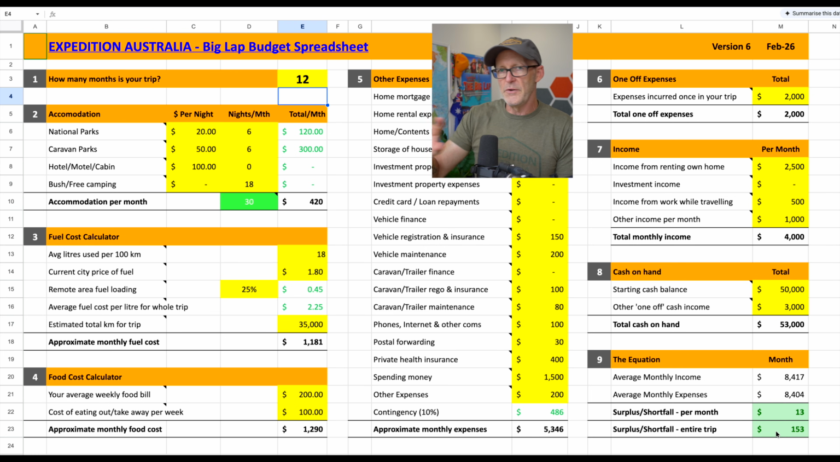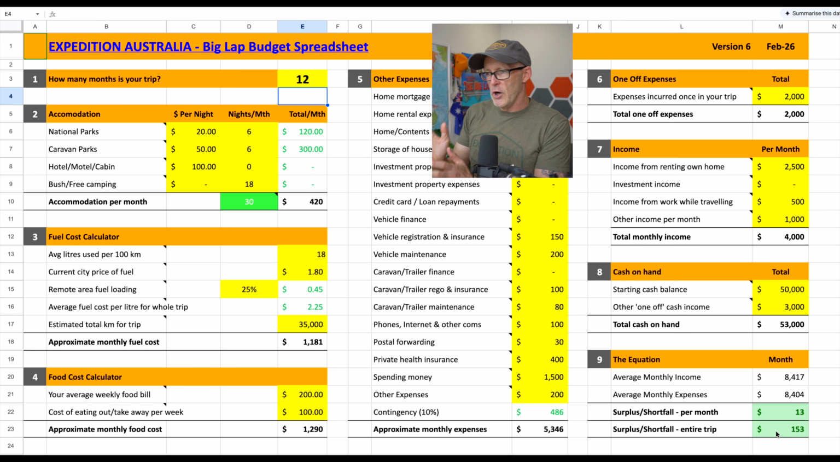Now, obviously, this is very rough. It's just an absolute ballpark, but you've got to start somewhere. If you do all this for yours and it's in the red, well, then you know that you're going to have to fine-tune these numbers. You're going to have to save more money or plan to work more along the way or reduce your expenses somewhere along the way. Or maybe you're going to need to spend more time free camping in national parks and less time in caravan parks.